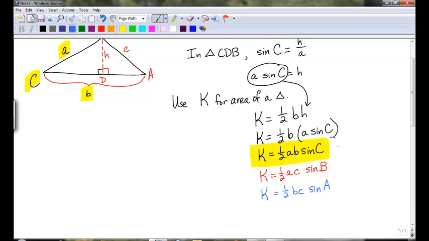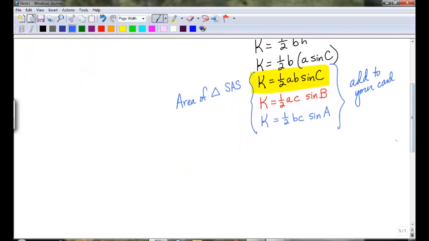Now you need to add these three formulas to your card. This is for area of a triangle. Put that on your card, area of a triangle, and you're given side, angle, side. If you need to, pause it and add those formulas.